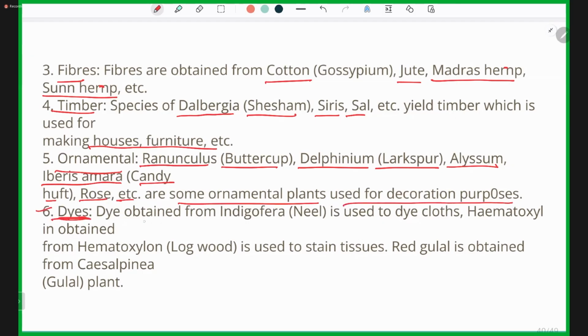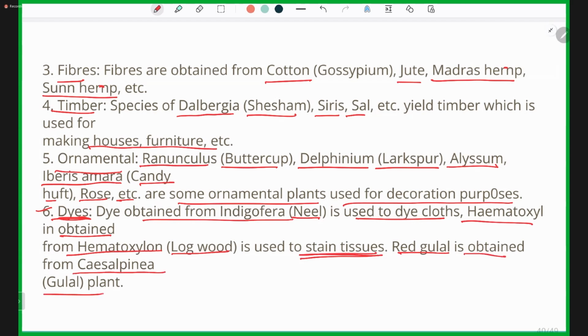Sixth is the dye. The dye obtained from indigofera neem is used to dye clothes. Hematoxylin is obtained from hematoxylon, logwood, used to stain tissues. Red gulal is obtained from Caesalpinia, which is a gulal plant. So the dyes which are obtained, such as indigofera, usually used for clothes, and hematoxylin. Hematoxylin is a very important stain which we use in the pathology labs for staining of the tissues. Hematoxylin and eosin stains are used. And gulal is also obtained from the Caesalpinia plant, which is termed as the gulal plant.